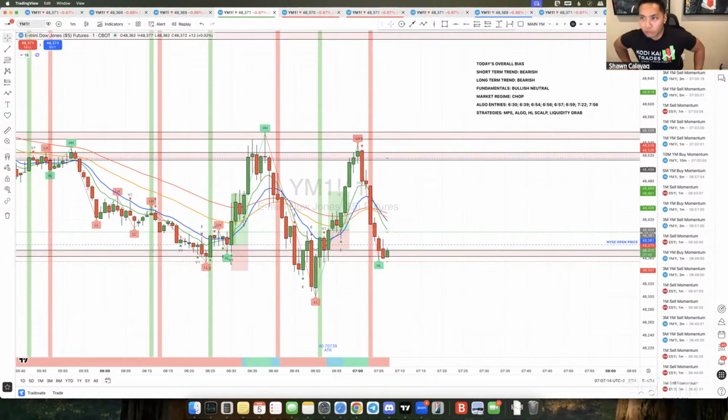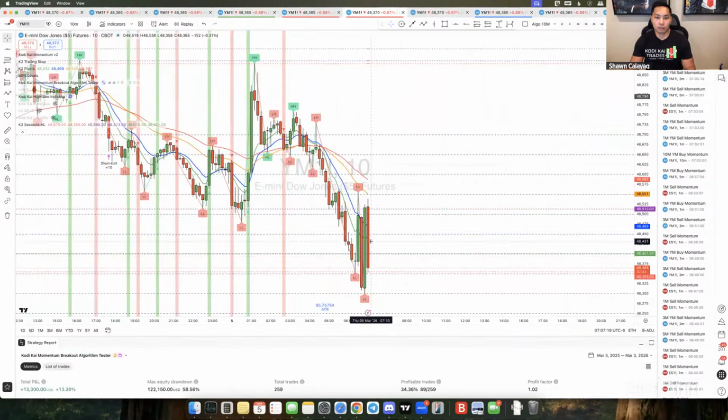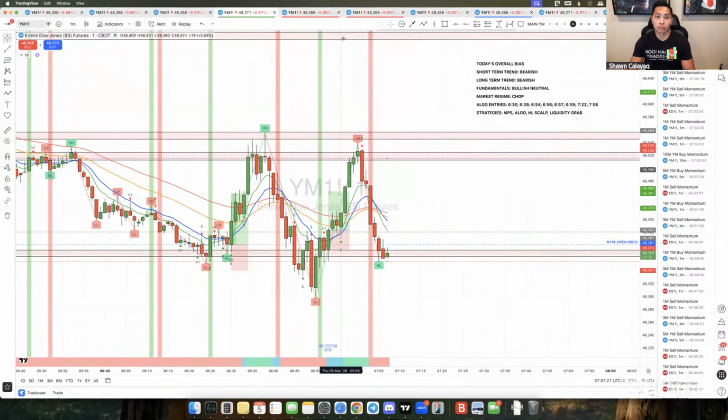All right, no entries here for me so far, guys. We have about 3 minutes until this 10-minute candle closes. No buy signal, so no entry there. Yeah, probably not gonna get a buy signal anytime soon.